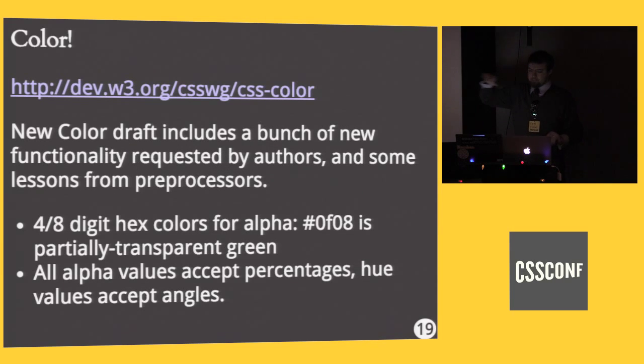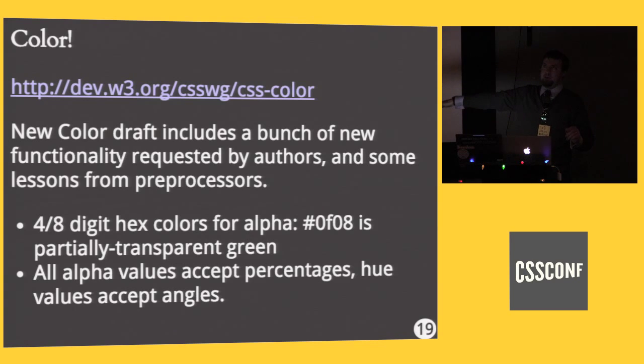The color spec. I've always been fascinated with colors. If you know me and you follow my blog, I have several posts about color stuff because math and colors are just amazing. So I've been working on the color spec recently. A few additions that have been done from author requests: 4 and 8-digit hex colors, so you can specify your alpha in your hex. You don't have to change to the RGB syntax and convert your hex back into decimal just to get a partially transparent color.